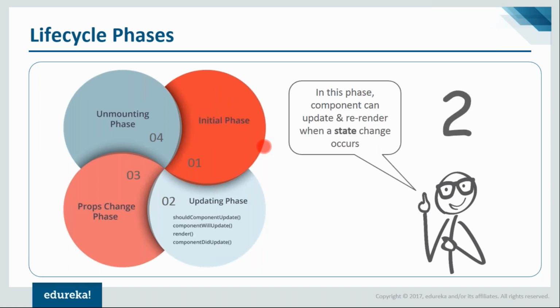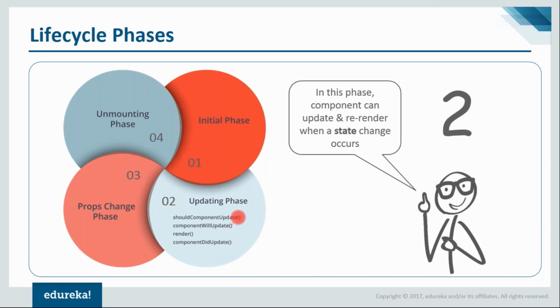Now let's go to the updating phase, which is the next phase, and see what methods we have there and what the updating phase basically does. So in the updating phase, if there is any change to your state, then that will be updated and re-rendered over here. Okay. So basically if there is any update or re-render to the state in your components, then that will fall under this updating phase. And this again has these four methods.